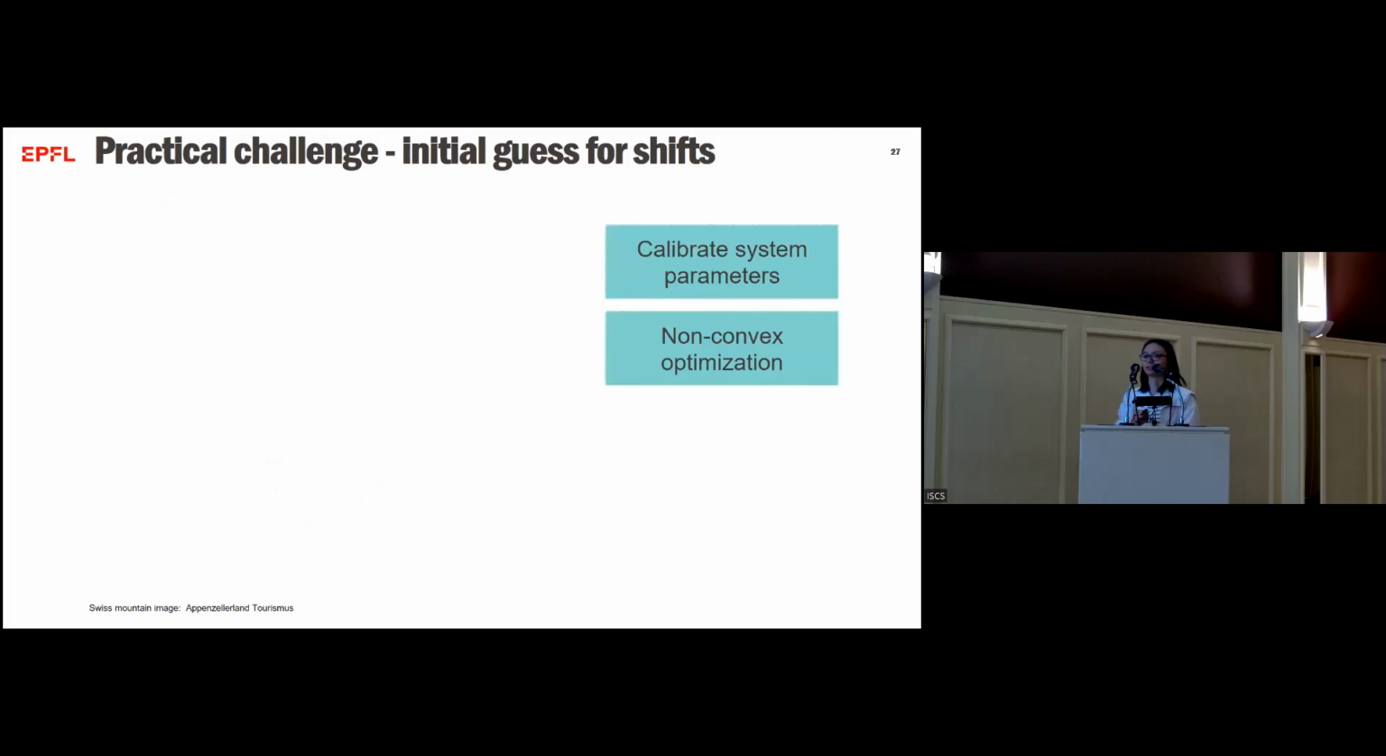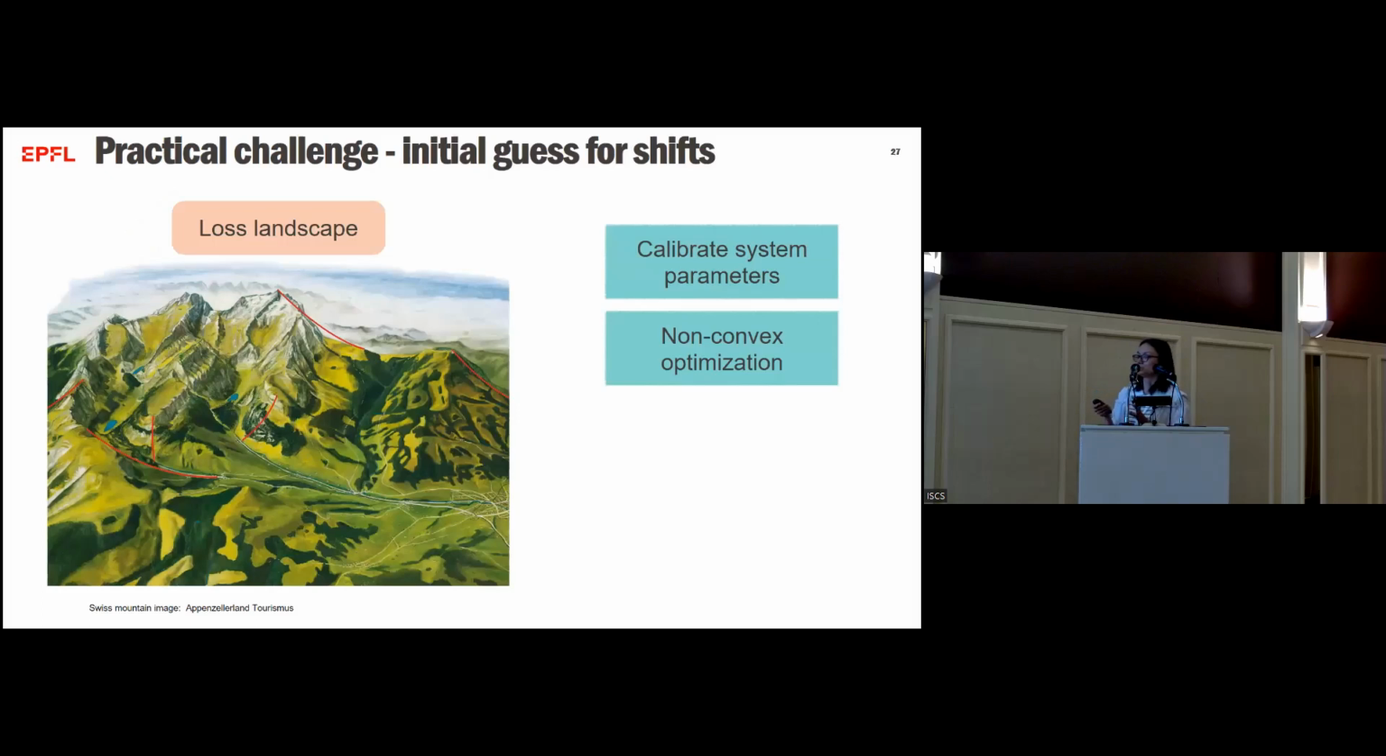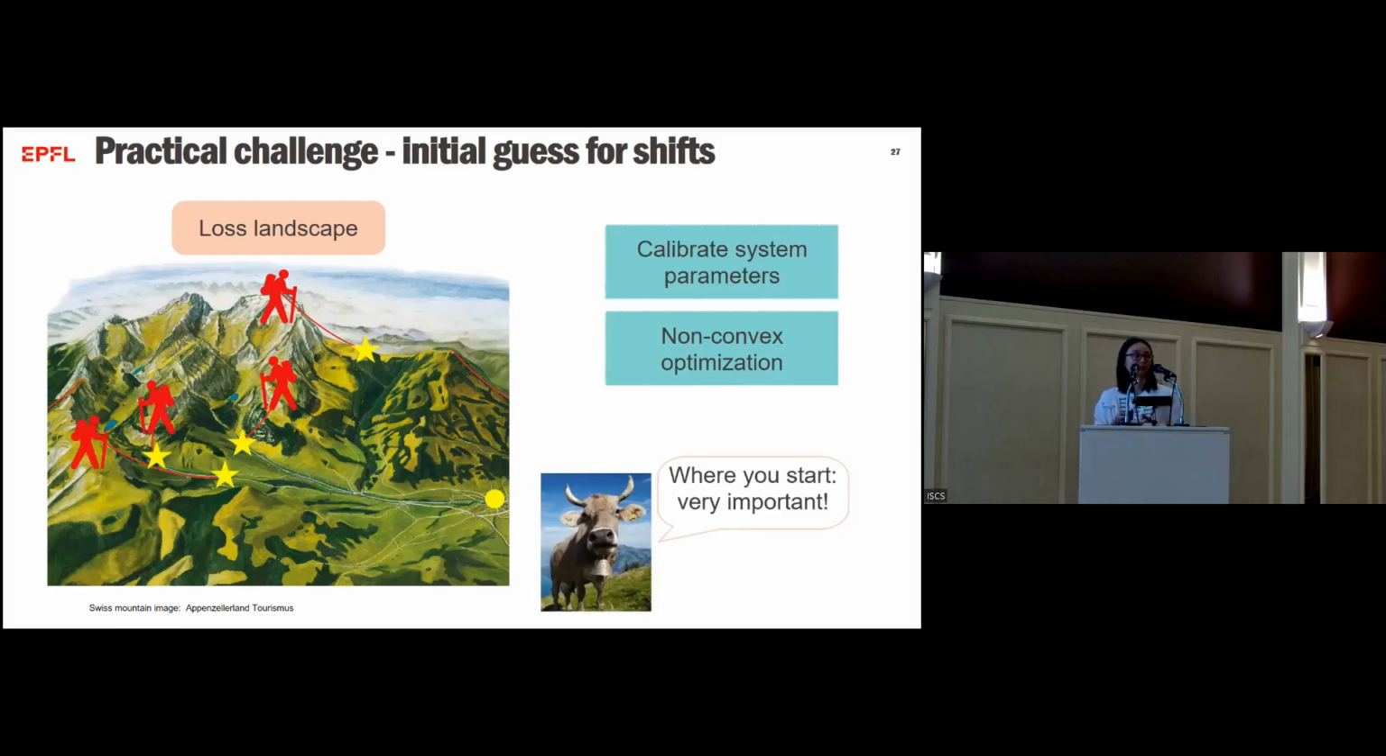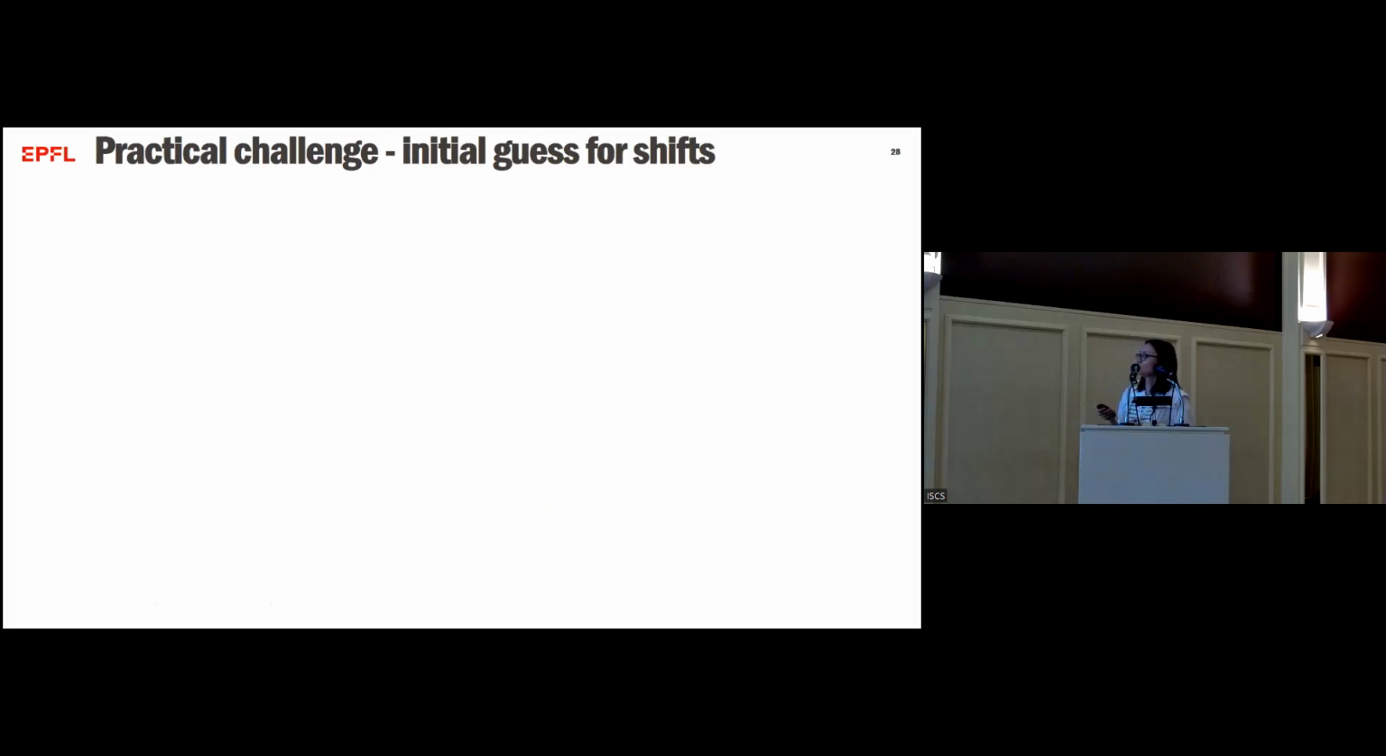The second challenge is the initial guess for some system parameters. This is because the calibration of the system parameters is a non-convex optimization problem, which means when we try to do gradient descent on this problem, it feels like hiking somewhere in the Swiss mountains full of valleys and hills. When we start from different points and follow the local slope, we end up at very different locations, while the global minimum could be somewhere here. This means that it is very important to choose the starting point. So to get a good initial guess is very important for us. So how do we achieve that?